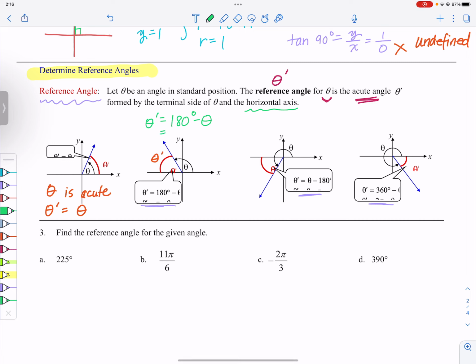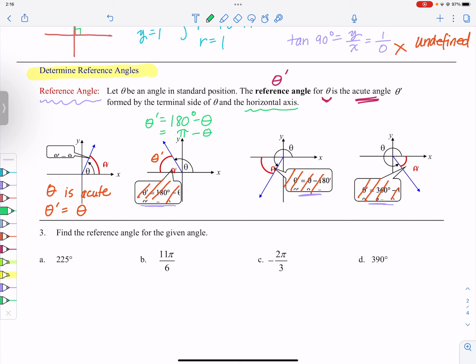Or if you are in radians, you will take pi and subtract theta. So I'm just going to go ahead and cross that off. Okay, and I'll cross this one off too. I'm sorry that that didn't print nicely. So now let's take a look at this next example.